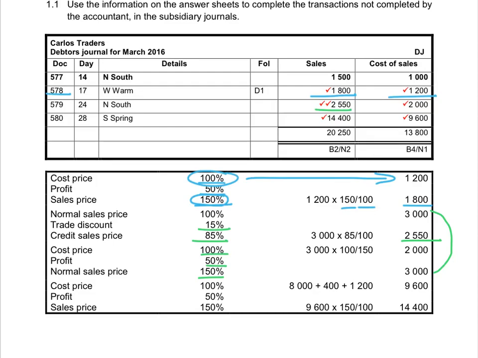2,550. When we calculate the cost price, we have to calculate it on the normal sales price. Therefore, we will say 100 divided by 150 times the normal sales price of 3,000, and that will give me 2,000 Rand.